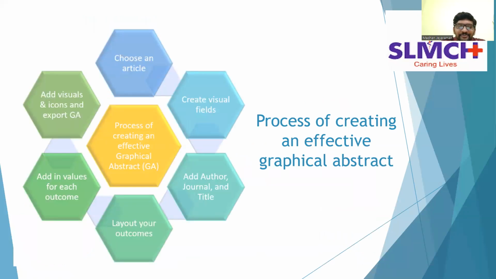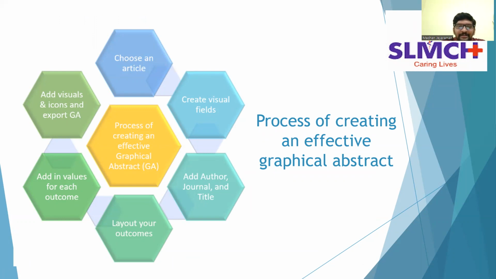First, this is a cyclical process. The first step is choosing an article. We have to choose an article, then create visual fields. We have to develop 3 or 4 fields according to the areas A, B, C, D. So create a visual field and target it with only the particular point we intend to tell.